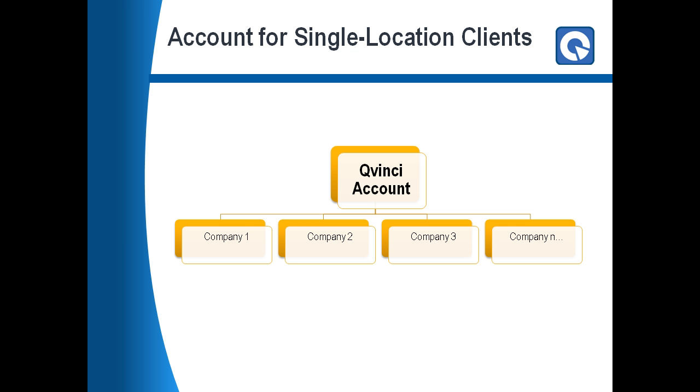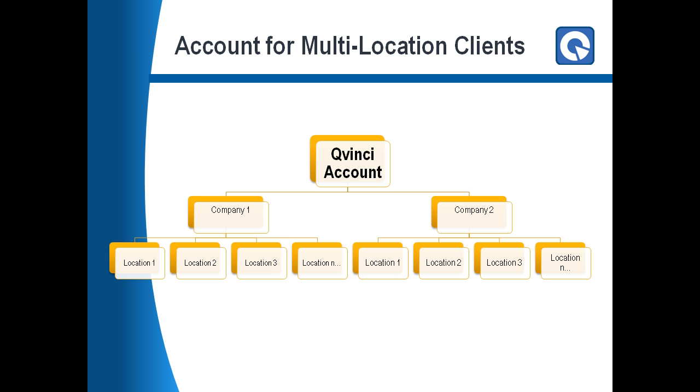Again, if you're the accountant or bookkeeper and you have multiple clients that are single location, this is what it may look like. Now, if you have clients that have multiple entities, it may look more along the lines of this, where you are the account owner possibly, and here's one client and their locations, a second client and their locations, and so forth. Some of your clients may be single, some multiple. You can even mix and match that as well.